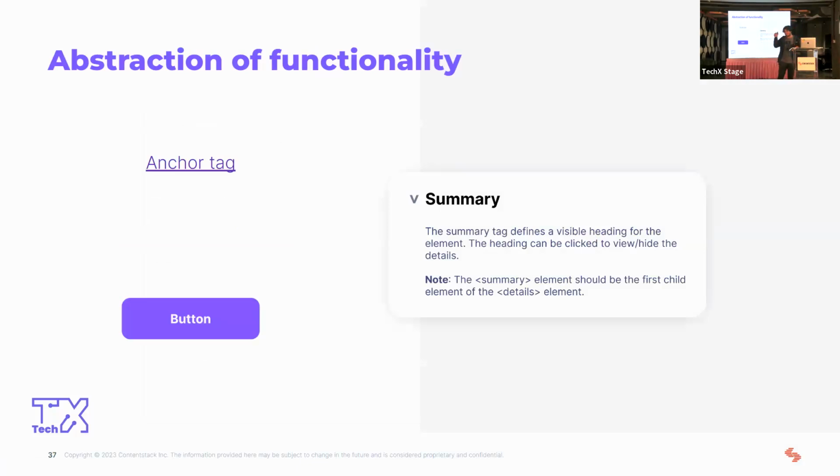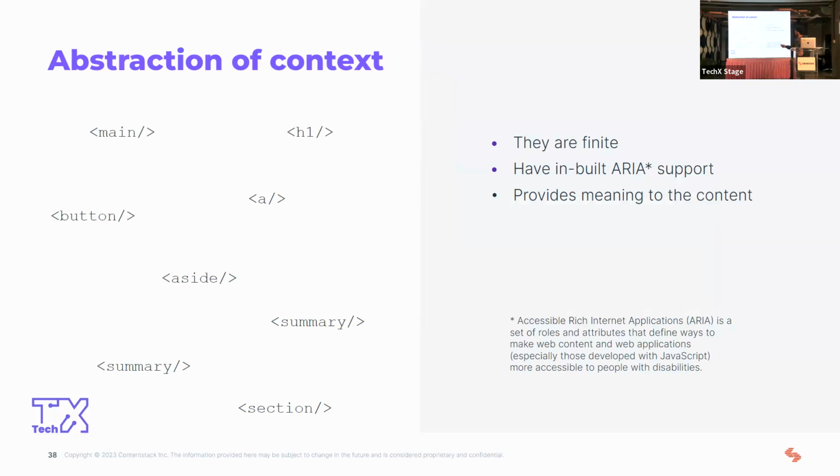You can click it, you can press enter, press space, you can hit tab, and it just works right out of the box. You don't have to write any additional code to make it work. Awesome, right? By using semantic elements, you can take advantage of those functionalities. And finally, the most important of all, abstraction of context.